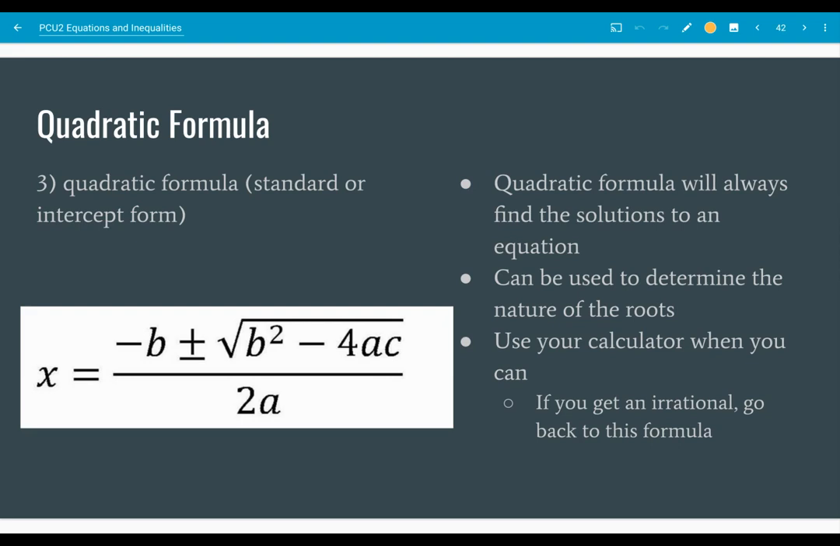The quadratic formula always finds the solution to equations. It will never not find a solution to an equation for you. So it should be your go-to. When you get stuck and you can't figure out what to do and you've identified an equation as a quadratic, when in doubt, quadratic formula.